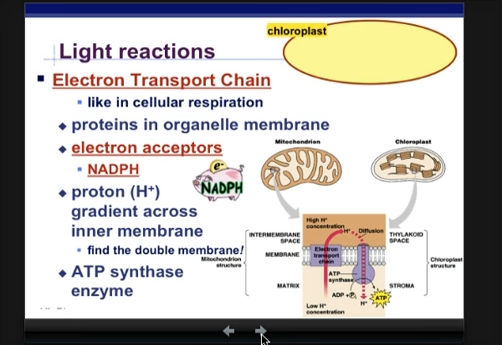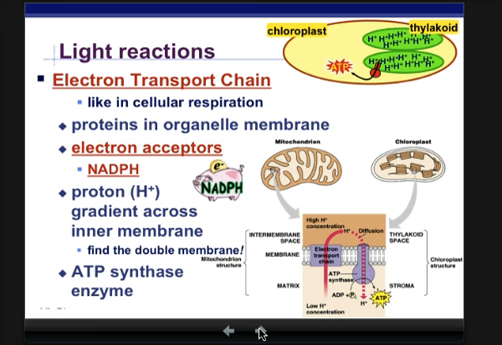So, there's our chloroplast. There's our buildup of protons in the thylakoid membrane. And it's going to drive the process to make the ATP.